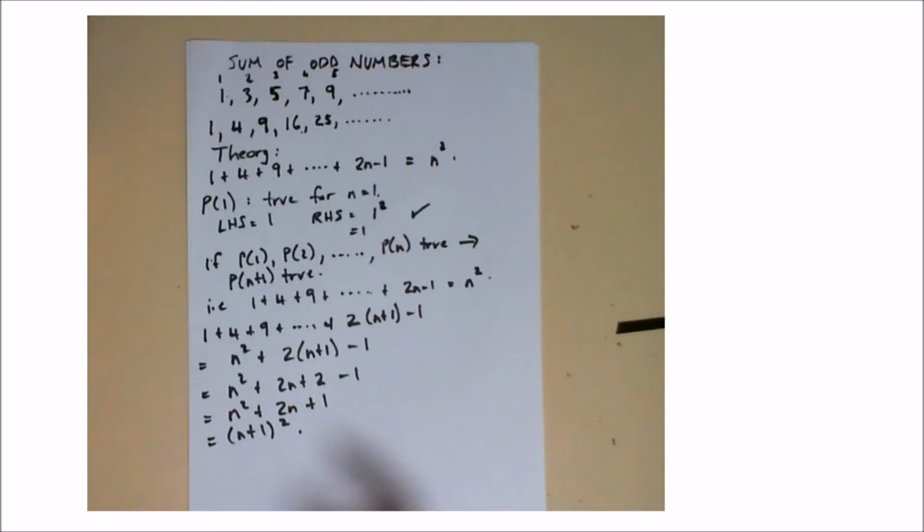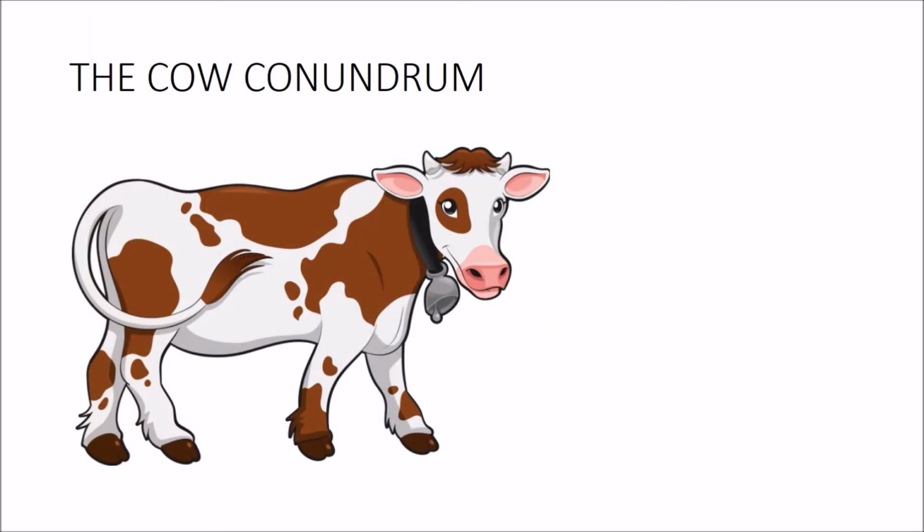Let's have a look at an exercise. This is a thought exercise. It's going to get you thinking, and it really stumped me a little bit. It's called the cow conundrum.